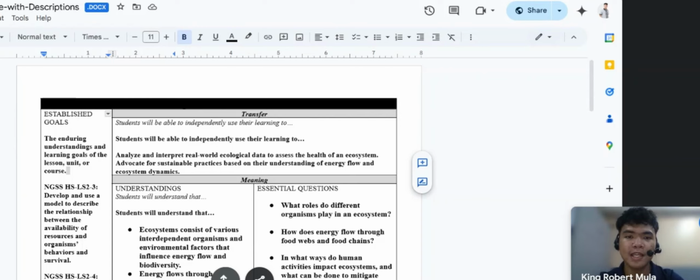So this alignment ensures our curriculum meets essential educational benchmarks. Next, we have the transfer. Here in our transfer, we outline how students can apply what they learn in real-world contexts. Our goal for the students is to analyze and interpret ecological data, enabling them to advocate for sustainable practices. This means that the knowledge gained will not only be confined in the classroom, but will also empower students to make informed decisions outside the school.